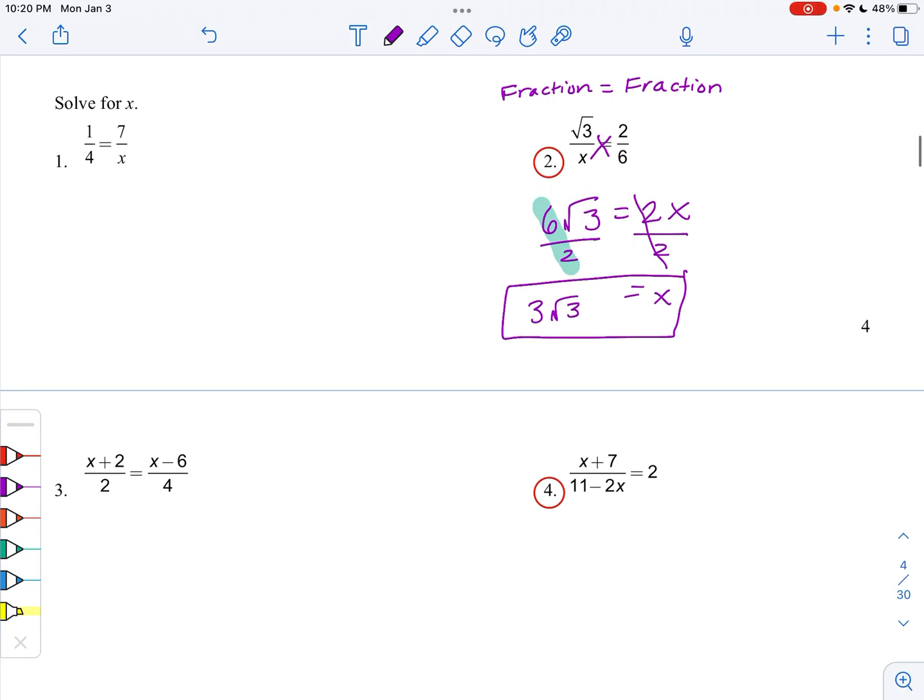All right, go ahead and try example 1. Pause the video. All right, so for example 1, you should get x equals 28. Go ahead and check your answer there.